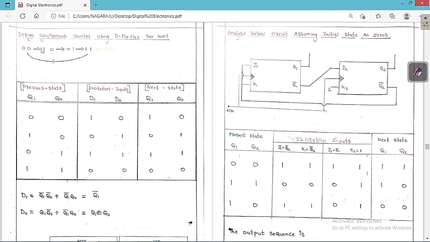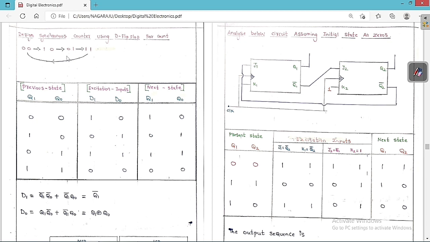So now we are going to discuss another new concept. See, a small question here: we are designing a synchronous counter using a D flip-flop for a count. This is the count that we need: 00, 10, 01, 11. That is, 00 means 0, 10 means 2, 01 means 1, and 11 means 3. So it is random; I want this sequence designed with the help of a synchronous counter.